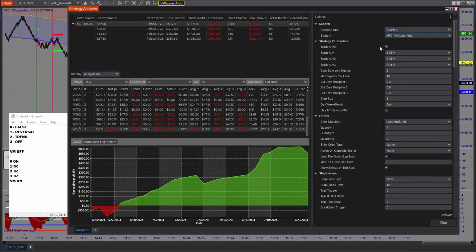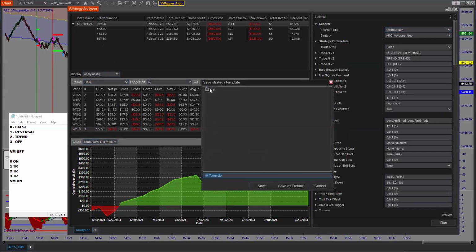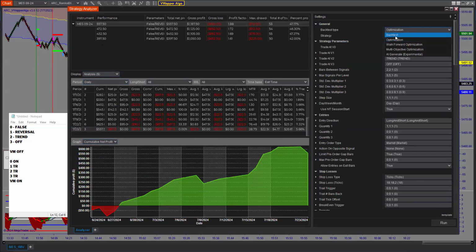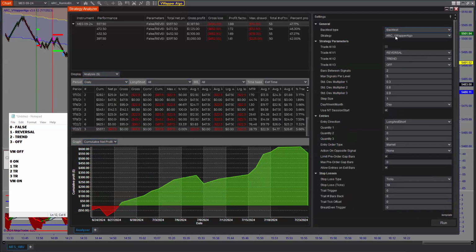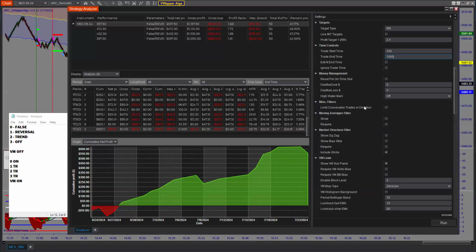What the heck, man? There it goes. Okay. Now, what I'm going to do is expand this out and see, is it going to be profitable any other time? So let's take a look.